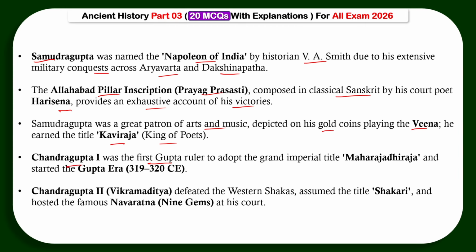Chandragupta I was the first Gupta ruler to adopt the grand imperial title Maharajadhiraja and started the Gupta era. Chandragupta II, also known as Vikramaditya, defeated the Western Shakas, assumed the title Shakari, and hosted the famous Navaratna, 9 gems, at his court.